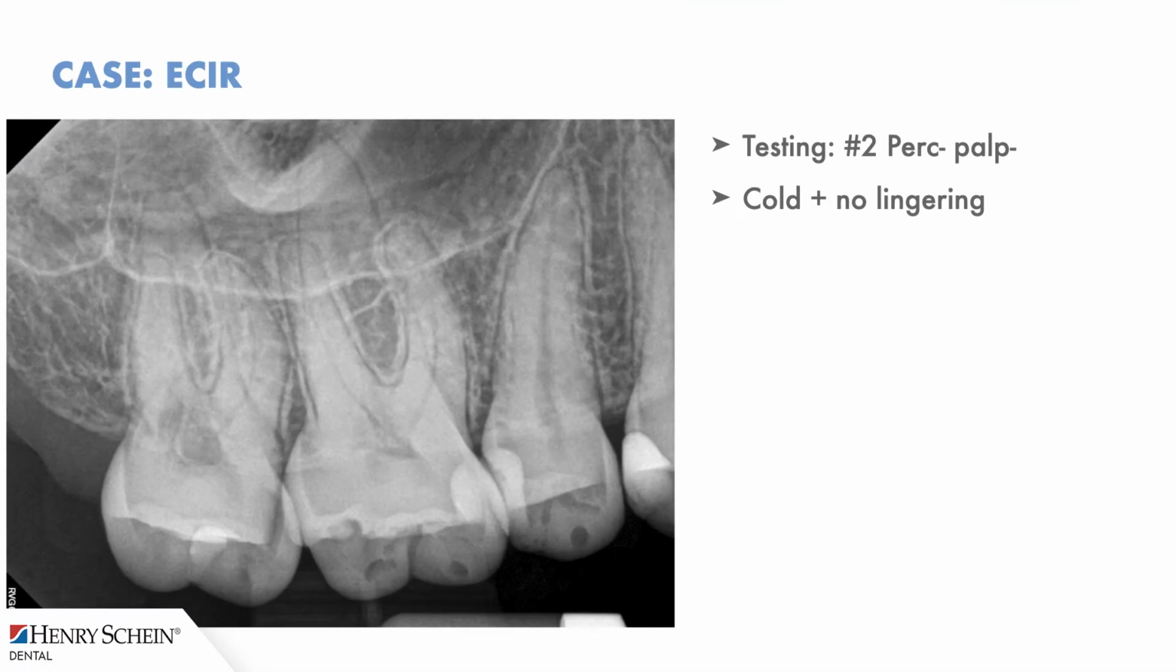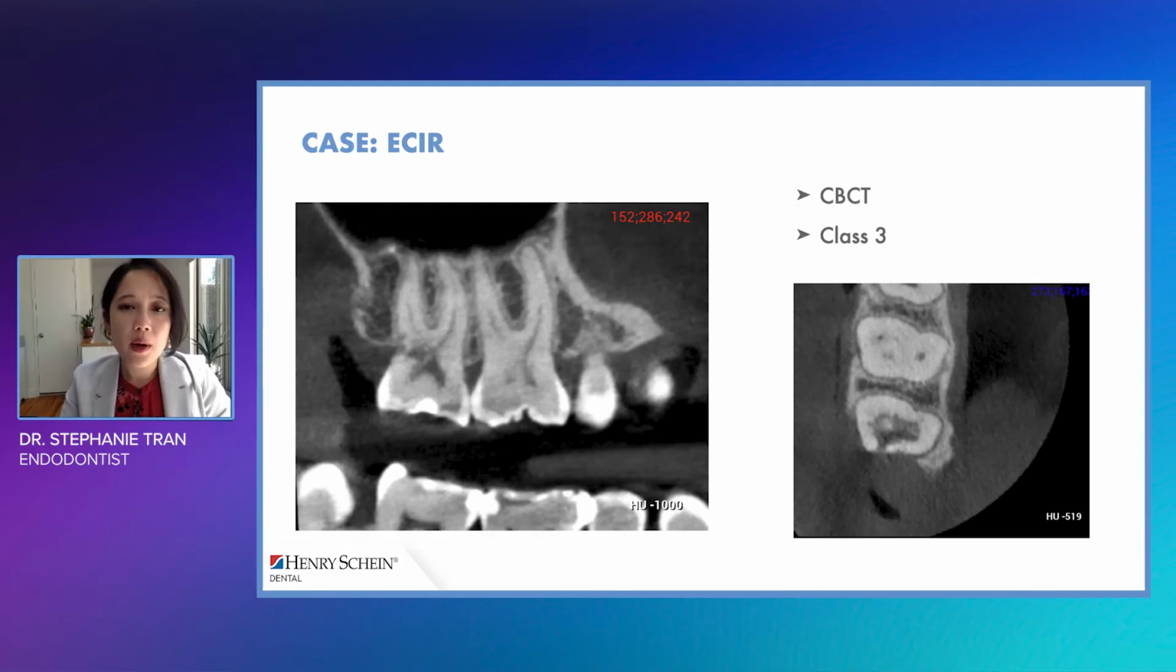Now, we do still have to take the testing and evaluate the tooth. This particular patient had some hypersensitivity to cold, but no severe lingering, and also had no percussion and palpation tenderness. So for her, unfortunately, she didn't have very many symptoms. However, the CBCT tells another story.